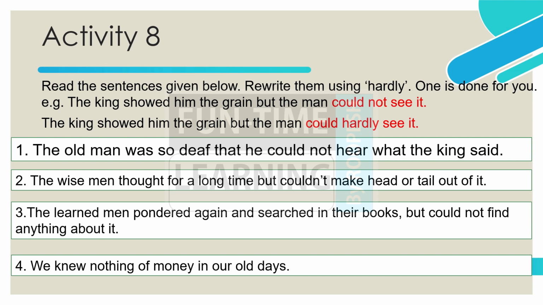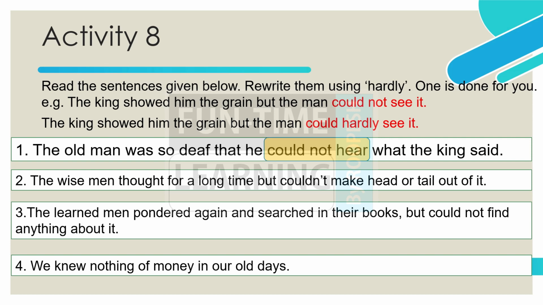What about this one? The old man was so deaf, അല്ലാതെ അയാൾക്ക് ചെവി കേൾക്കാൻ പറ്റാത്ത ആളായിരുന്നു, that he could not hear what the king said. So here I'm going to circle and highlight a certain number of words here. Could not hear. കേൾക്കാൻ കഴിഞ്ഞില്ല.